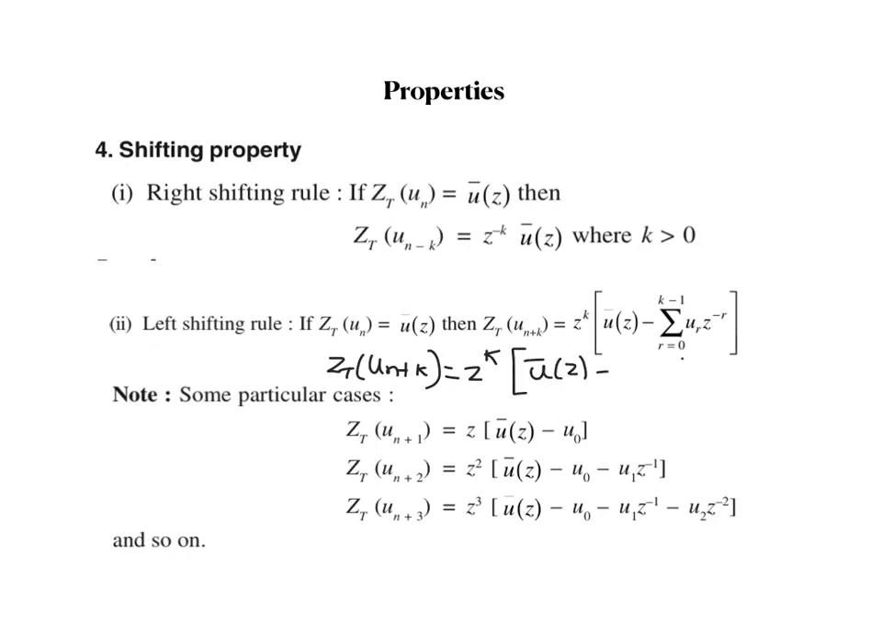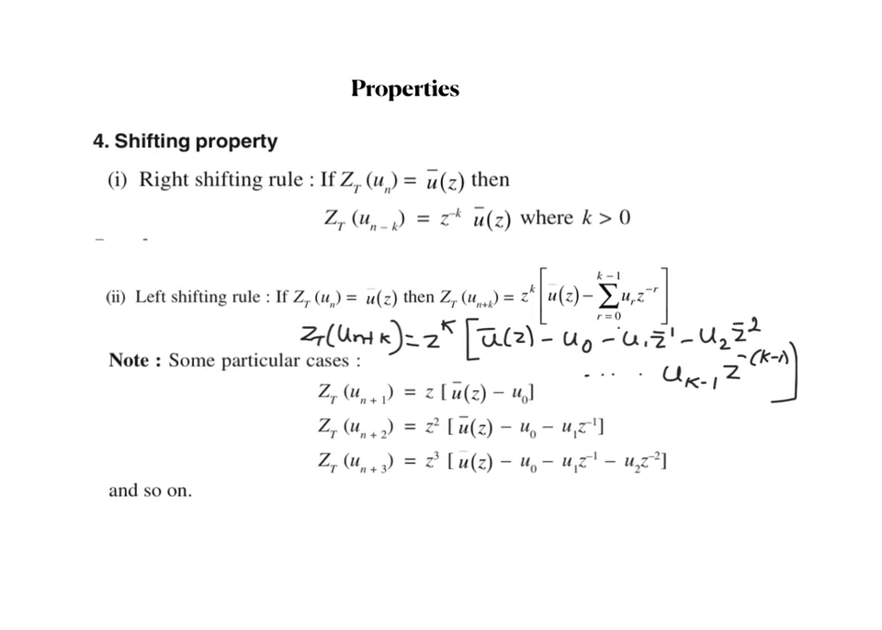When you expand this series, we get u naught minus u1 z power minus 1 minus u2 z power minus 2, and so on, continuing, ending at u k minus 1 z power minus k minus 1. So when you expand, this is in general what we have. Now we particularly want k equal to 1, k equal to 2, k equal to 3. This is required when you are solving the problem.